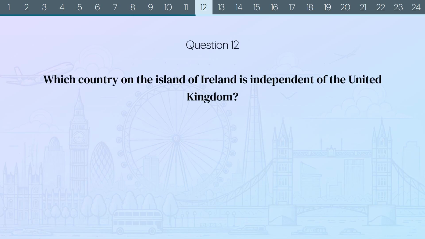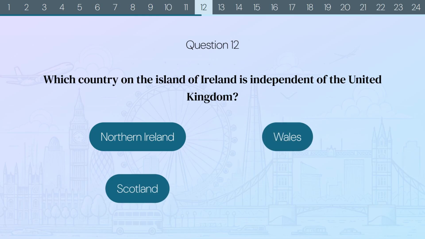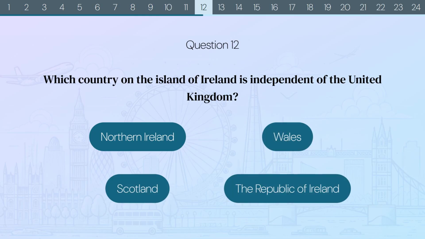Question 12. Which country on the island of Ireland is independent of the United Kingdom? Northern Ireland? Wales? Scotland? Or the Republic of Ireland? The correct answer is the Republic of Ireland.